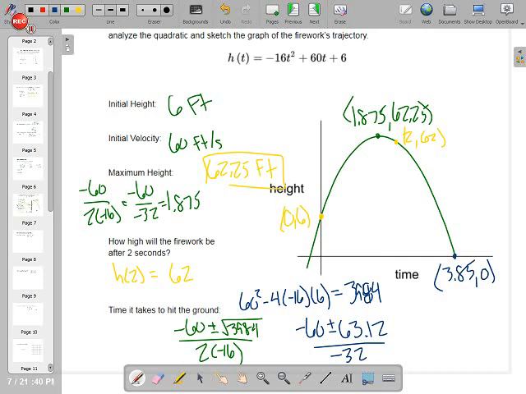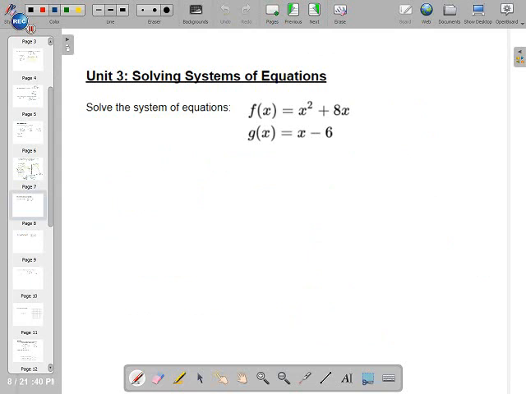It's launched from 6 feet. It goes up in 1.875 seconds. It hits its maximum height. At 2 seconds, on its way down, it hits 62 feet. And then at 3.85 seconds-ish, it lands on the ground. So all of these are things that we have done by hand. I did it up here, but now we're doing it for a projectile motion problem.